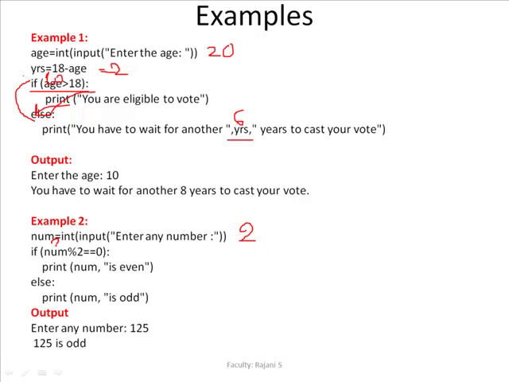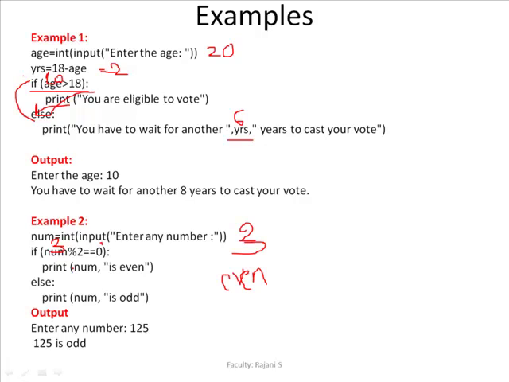So 2 modulo 2 equal to 0. This condition is true, so it enters into the if block and displays that this number is even. For example, if the given value is 3, that is, number value is 3 now. So 3 modulo 2 equal to 0. This condition is false because 3 modulo 2, the remainder is 1. That means this condition is false.